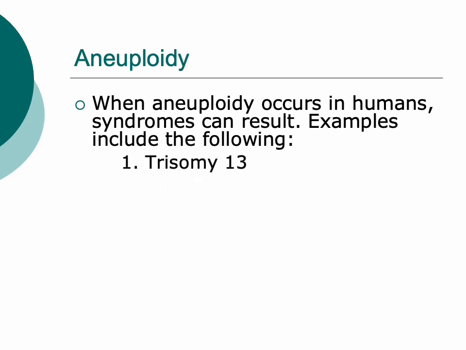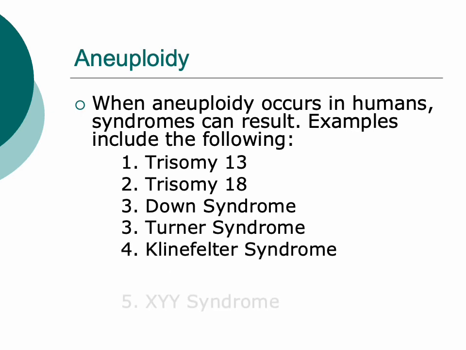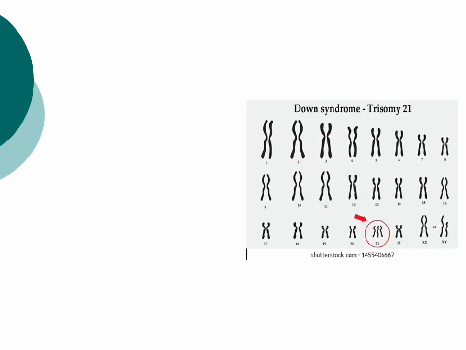So examples of aneuploidy would include trisomy 13 and trisomy 18. Trisomy 13 is the Patau syndrome. Trisomy 18 is the Edwards syndrome. We have trisomy 21, also known as the Down syndrome. We have Turner syndrome, Klinefelter syndrome, and the double Y syndrome or the XYY syndrome.